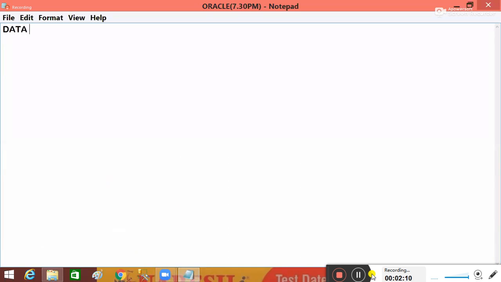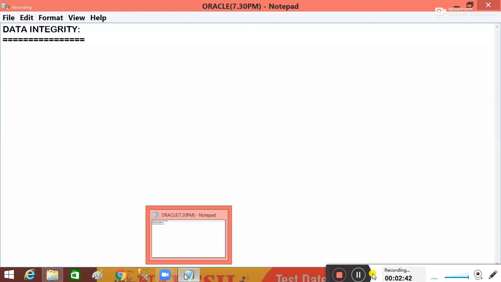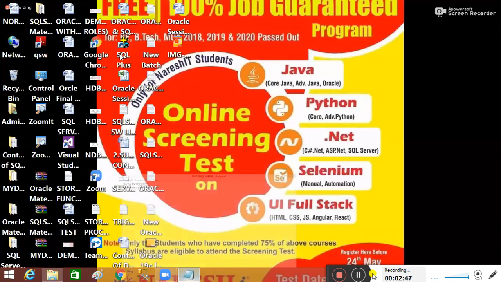So the next new concept: data integrity. What is data integrity, guys, and how is this mechanism going to be used? Basically, what is the data integrity mechanism telling us, and for what purpose do we need to use it? Observe.